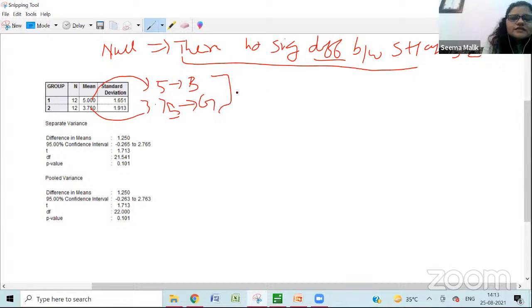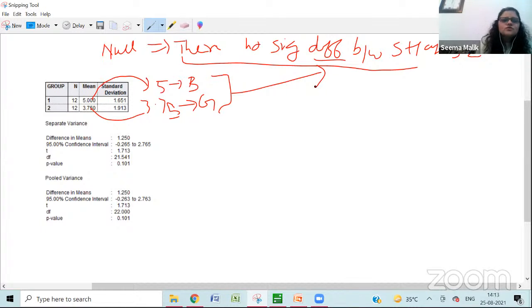Okay, I need to check the difference, whether this difference is just a 19-20 difference, or a real difference. If this difference occurs by chance, that means there is no real difference.